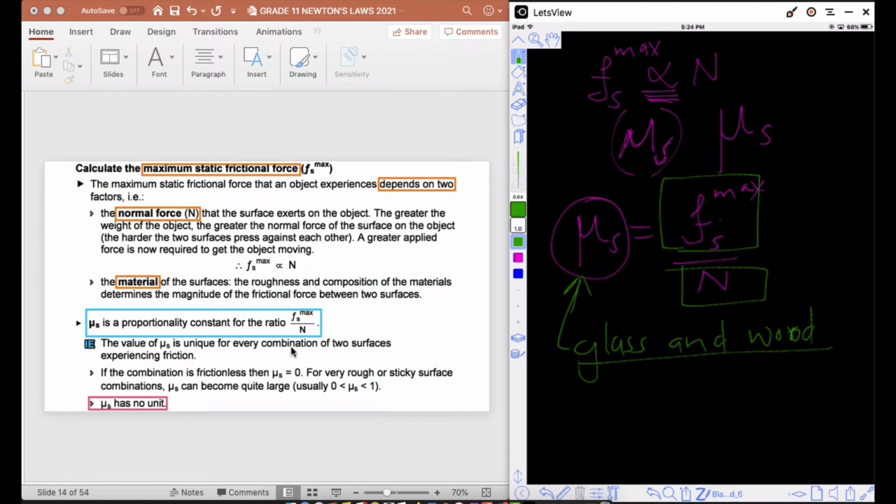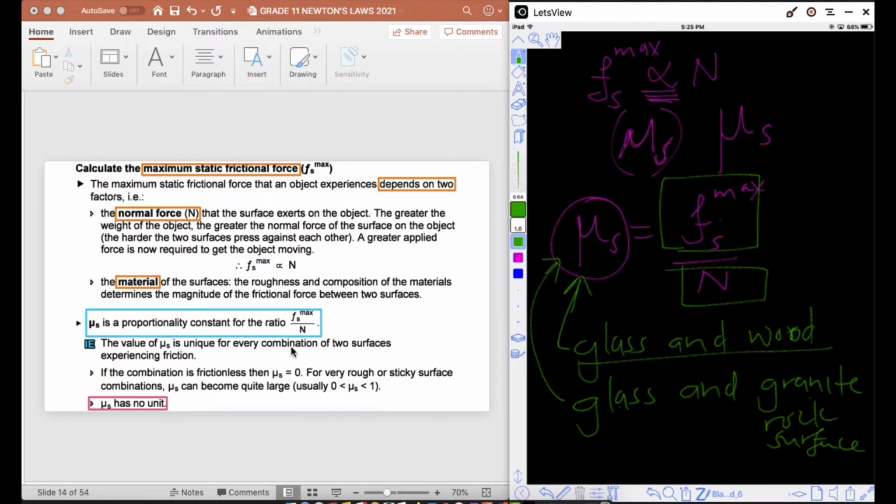as compared to probably glass and granite rock surface. They're definitely going to be different. Glass and granite rock will have their own unique mu s. So this is actually a unique property of materials, and it depends on both surfaces that are interacting. You can see here it's glass and wood and glass and granite, but their mu values will be different.